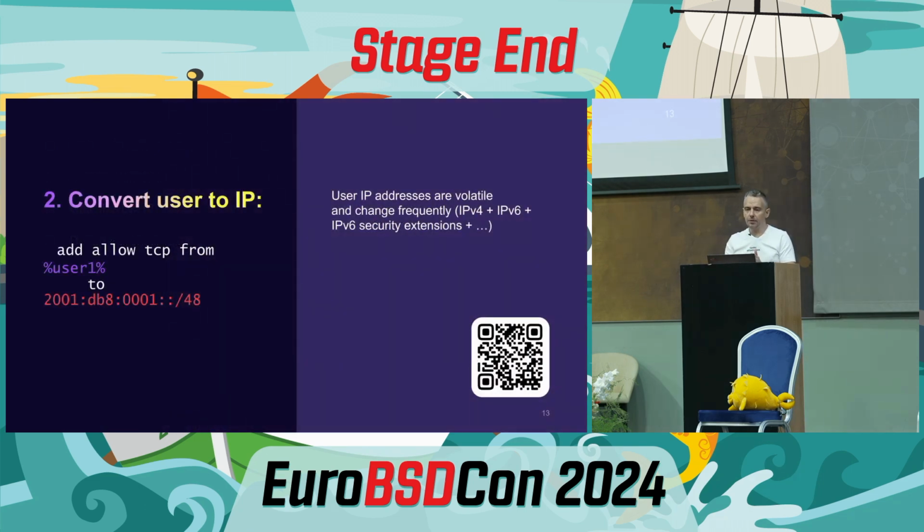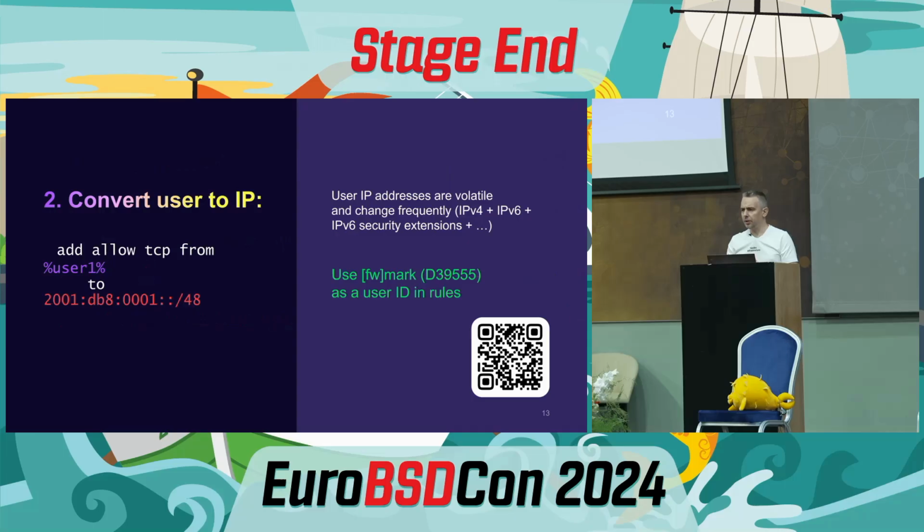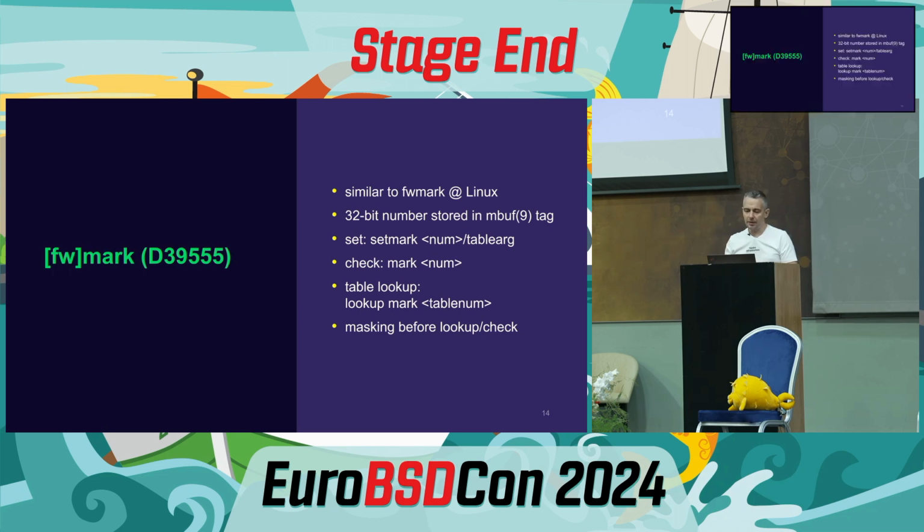The first thing to fix is how we do conversion between the user account that is in the rules and the IP address, because a firewall is all about IP addresses and network traffic, not users. To do that, we can use a thing that is called mark. It was integrated into the FreeBSD kernel a couple of years ago, and this is basically very similar to fwmark you can take in the Linux kernel, but we had added some tweaks for that.